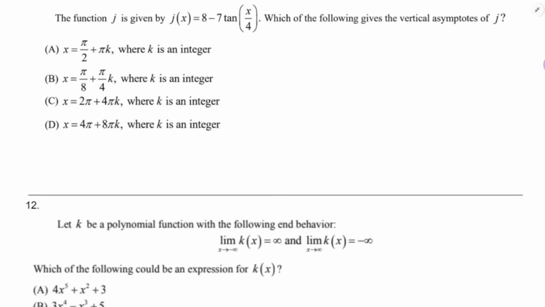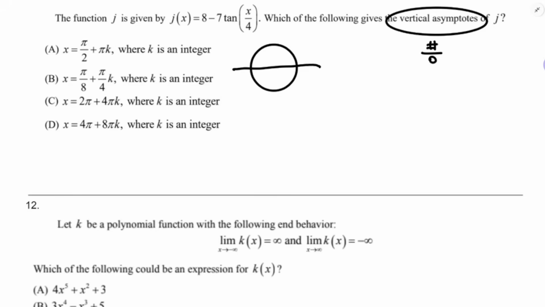Now, function j is given by j of x equals 8 minus 7 tangent of x over 4. Which of these gives the vertical asymptotes of j? Okay, well, I just remind you that a vertical asymptote comes from division by 0, a number divided by 0. And remember, tangent is sine over cosine. So what we really need to be doing is thinking on the unit circle, like where does tangent have its vertical asymptotes? Just like y equals tangent theta.